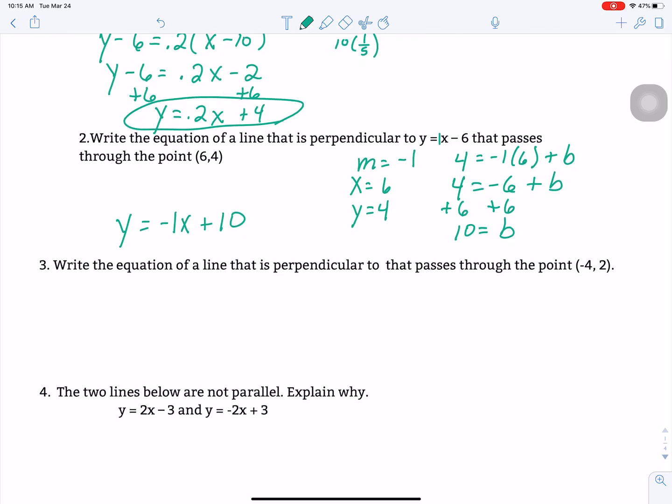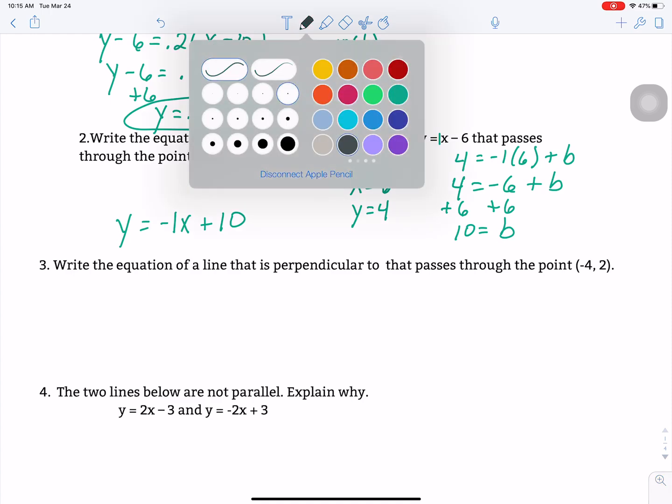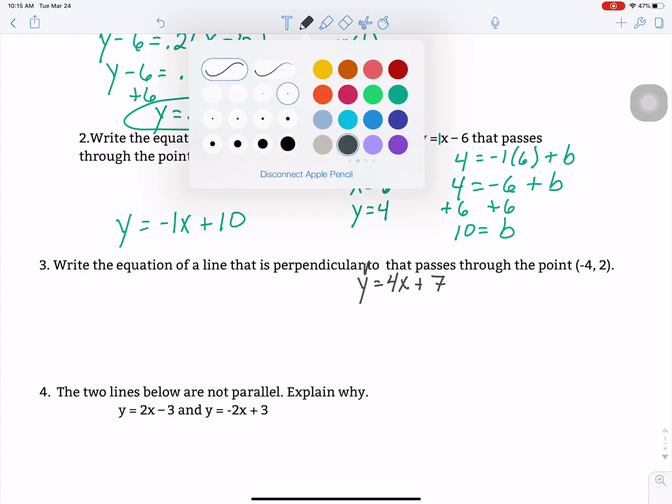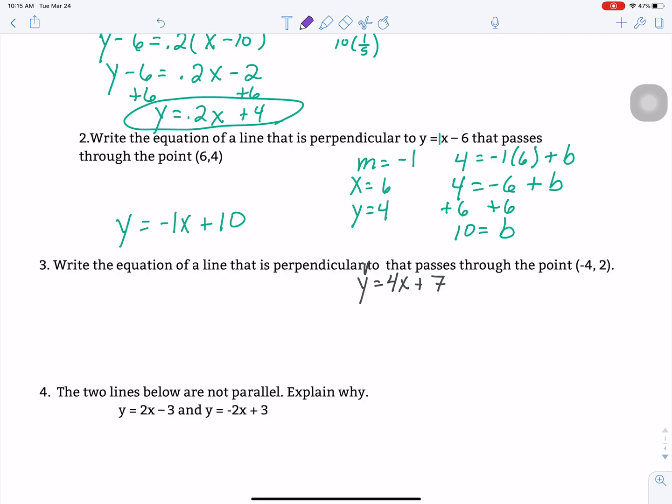And number 3, it looks like I forgot my slope, so let's just put that one in. Write an equation of a line that is perpendicular to, let's put in my equation, y equals 4x plus 7, and that will be on your sheet by the time you get that. So when I'm looking at this, the opposite reciprocal of 4, my new slope, is going to end up being -1/4. So being able to know that is helpful again.